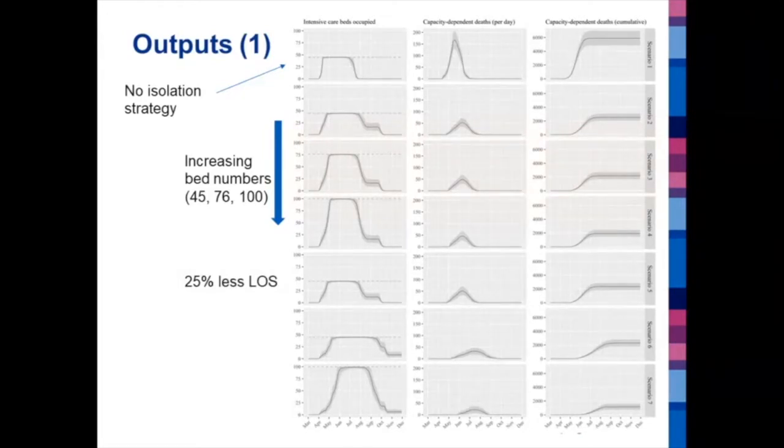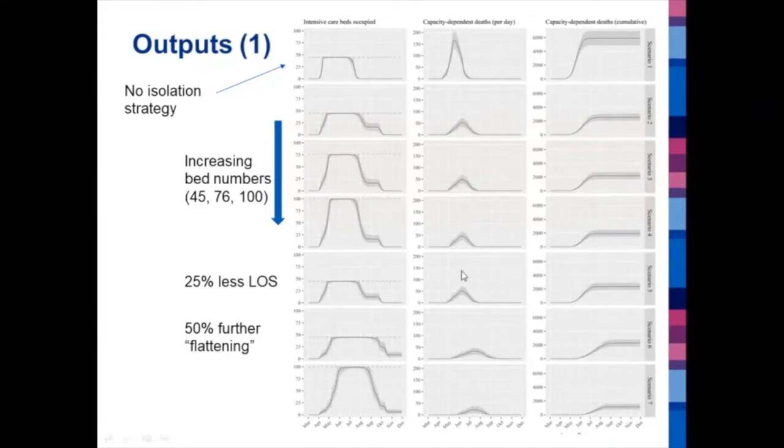We can look at how different clinical interventions within intensive care, if they are effective in reducing length of stay, what effect that would have in terms of the capacity dependent deaths, and also look at, as I say, these further flattening of the curve. And through these, you can see the different effects that this has on the intensive care occupied beds over time, and those deaths per day and the cumulative deaths.